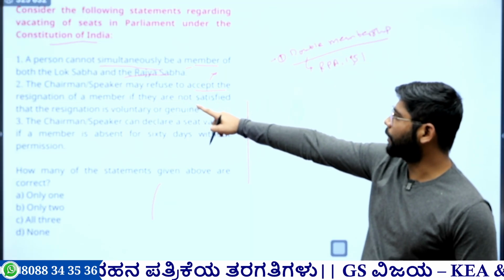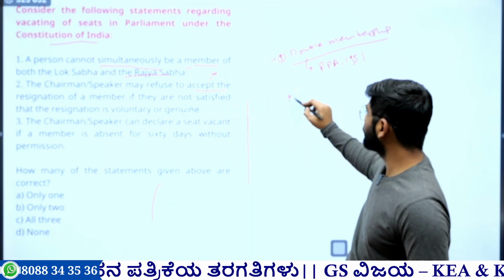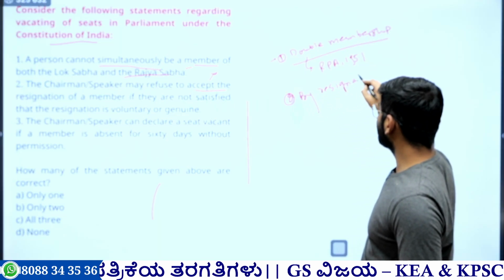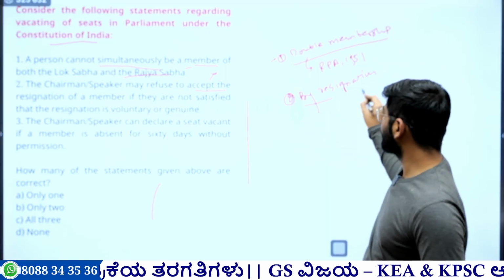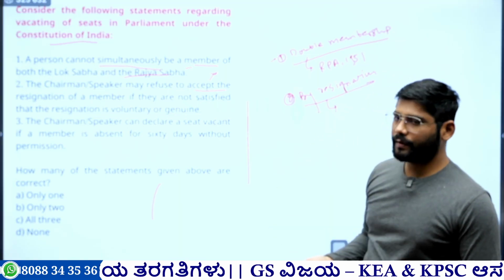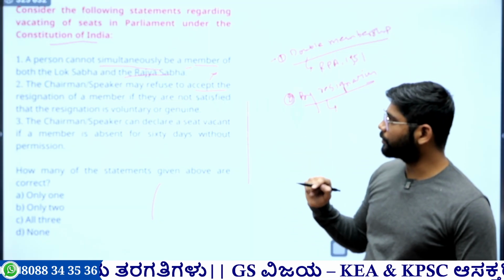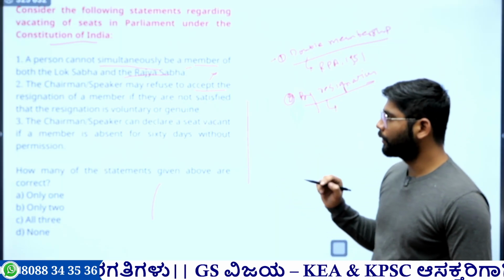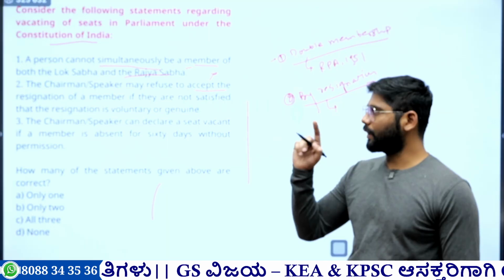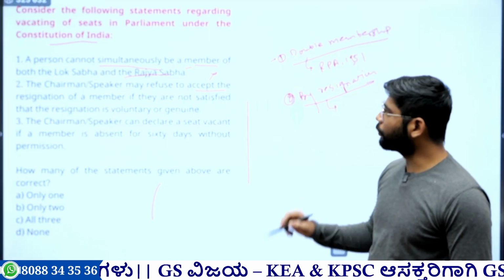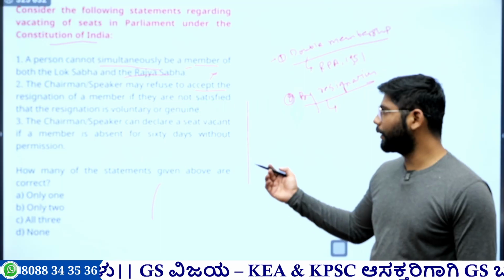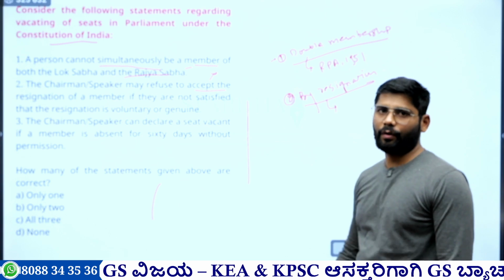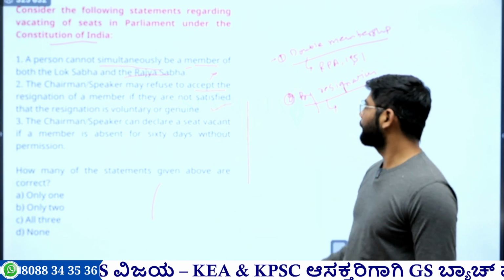Then the second aspect is resignation. They can vacate a seat by resignation. When the resignation comes, if a person is a member of Lok Sabha, then he needs to give the resignation to the speaker. If a person is a member of Rajya Sabha, he or she needs to give the resignation to the chairman. Now these two people may accept or they may reject if they are not satisfied the resignation is voluntary or genuine. So this is correct.